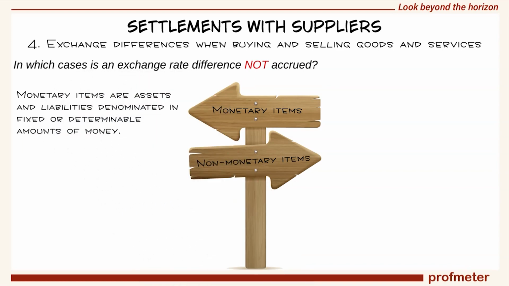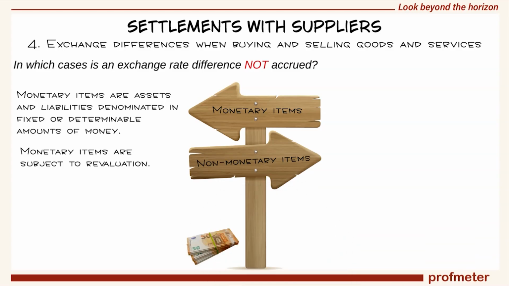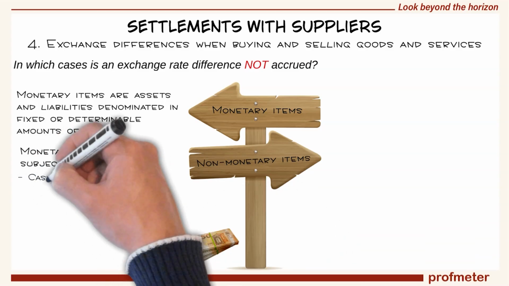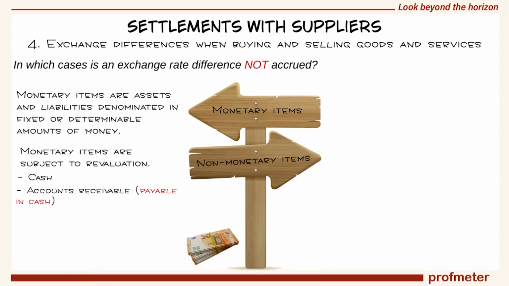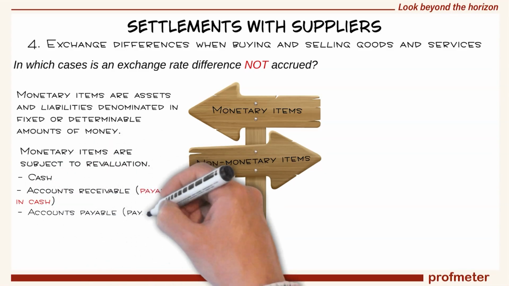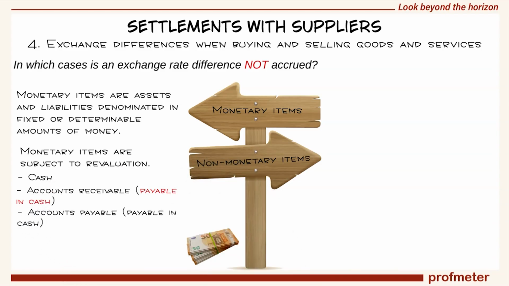Such items are translated at each reporting date at the closing exchange rate. Examples of monetary items: cash and cash equivalents; accounts receivable, if they are payable in a fixed amount of currency; accounts payable, again, if they are payable in cash; bonds and other debt instruments.